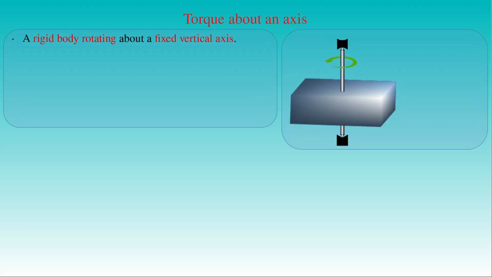Now we introduce a new quantity called torque acting on a rigid body about an axis. Let us consider a rigid body rotating about a fixed axis as seen in the figure. For a vertical axis of rotation, we can neglect the effects of the weight of the body on its motion.